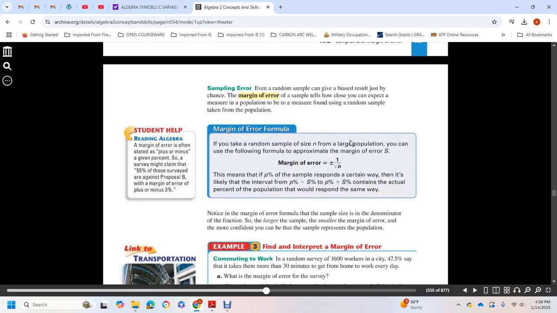Sampling error. Every random sample can give a biased result just by chance. The margin of error of a sample tells how close you can expect a measure of the population to be to the measure found with a random sample taken from the population.